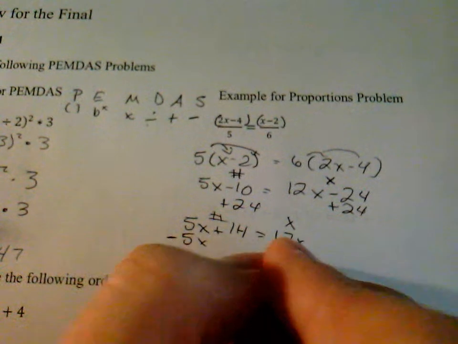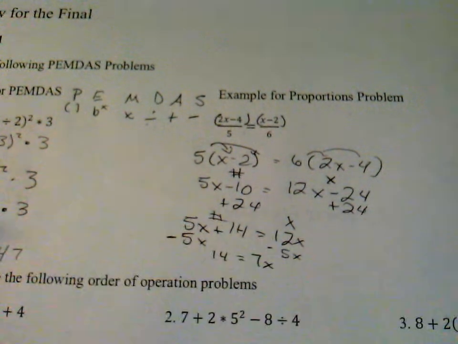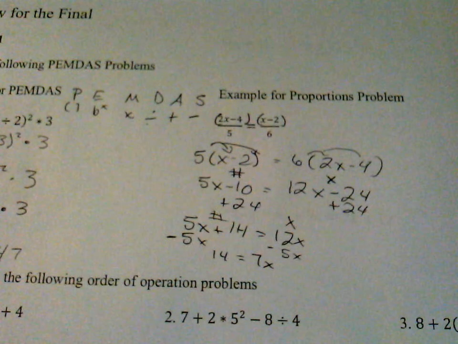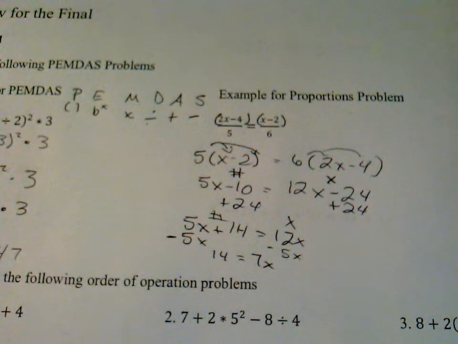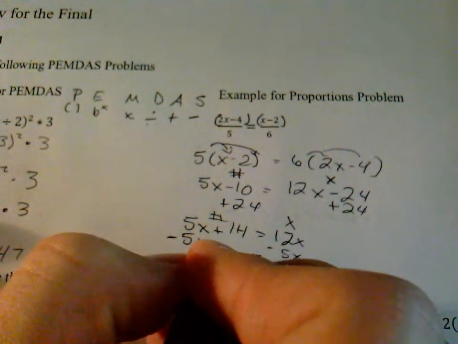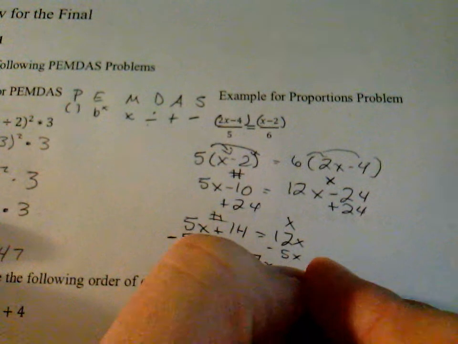So we get 14 equals 7x. Finally, everyone's in their house. You have the 14 in its house, you have the 7 in its house. Now we can multiply or divide. But since the 7 is next to the x, we're going to divide by 7. And that's going to give you x equals 2.